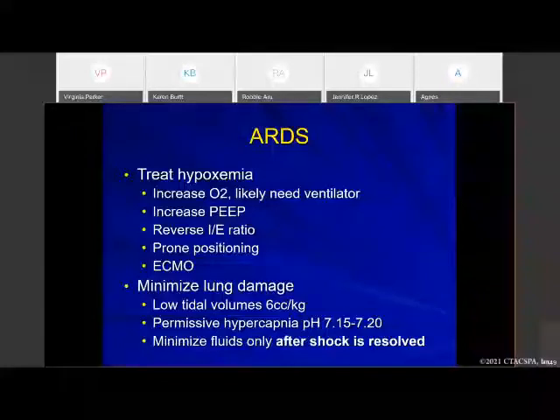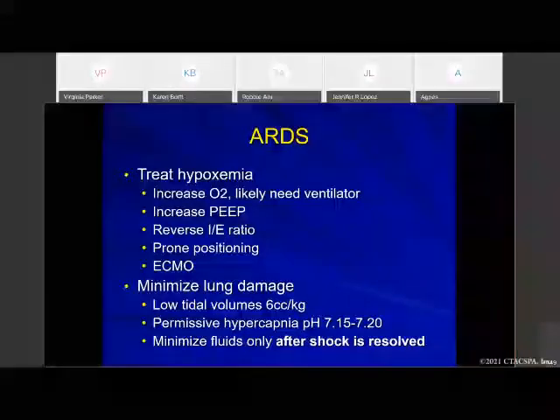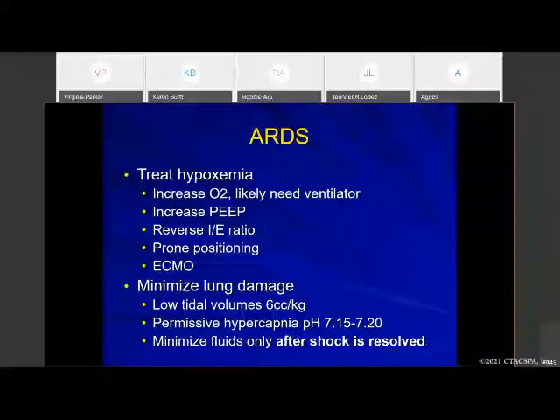And then do some other maneuvers which are coming up that you would do to try and get your O2 down. So the next maneuver is to increase your PEEP. This keeps your alveoli open. It keeps them from collapsing, and it may recruit some other alveoli that are already collapsed or full of fluid, and then increase your oxygenation.